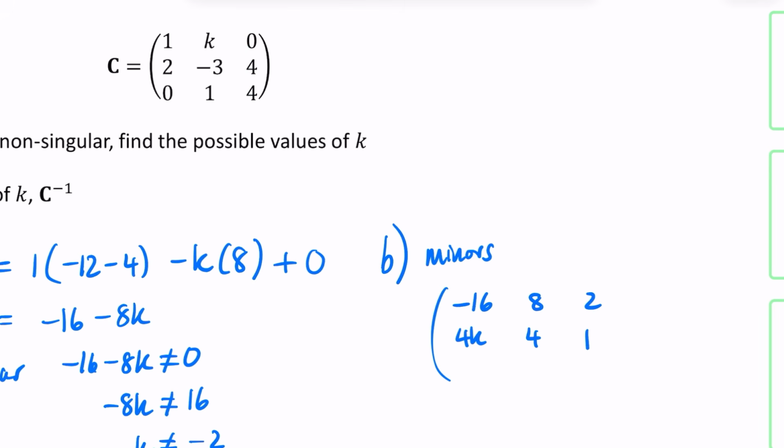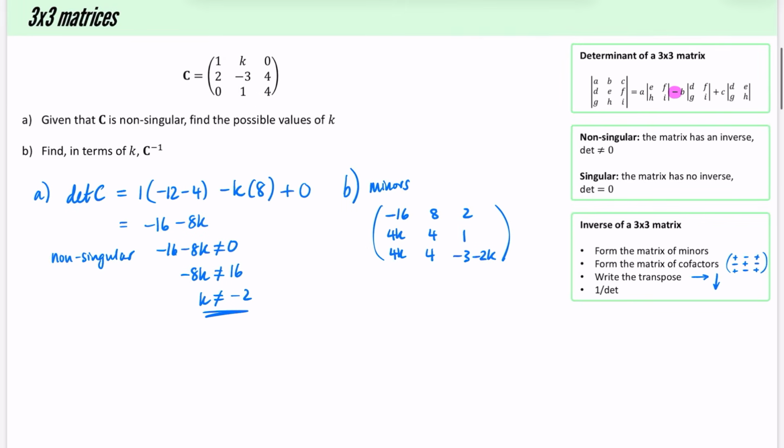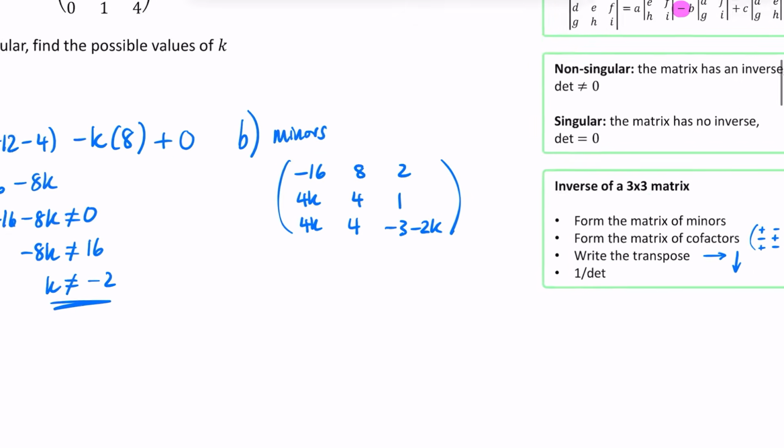Then the 0 that's in the bottom left is going to be a 4k minus 0. The 1 that's on the bottom is just going to be a 4 minus a 0 that we've got. And then for the last 4 in the corner, we have a minus 3 and a minus 2k, one that's a little bit more complicated for that part. So we've done the minors. We're now going to do the matrix of cofactors.